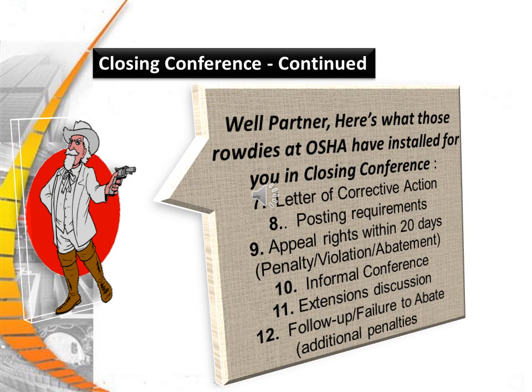Also at the closing conference will be a letter of corrective action, the posting requirements of the employer, and any appeal rights they are entitled to within 20 days as far as the penalty, the violation, and abatement. An informal conference, as well as extensions discussions, and the follow-up or failure to abate issues will also be discussed.